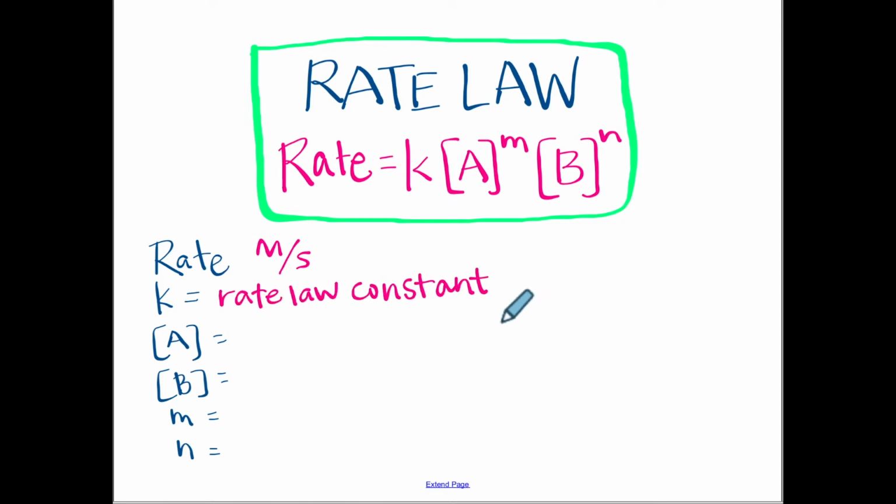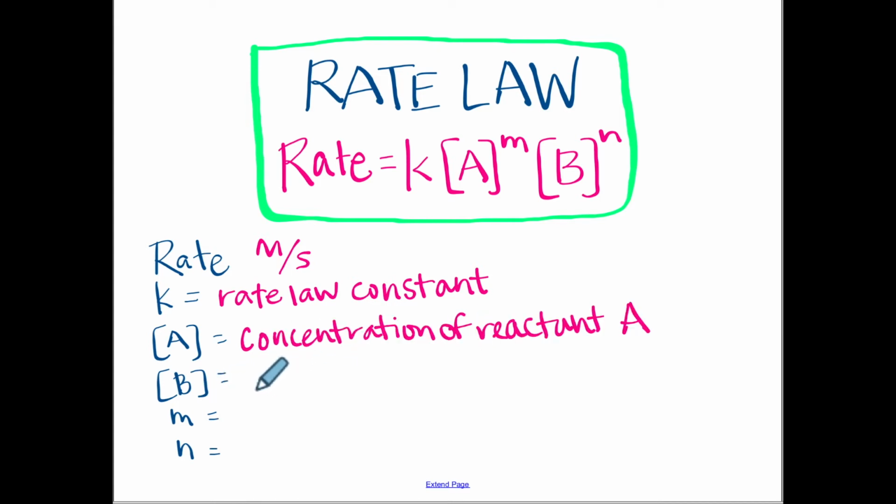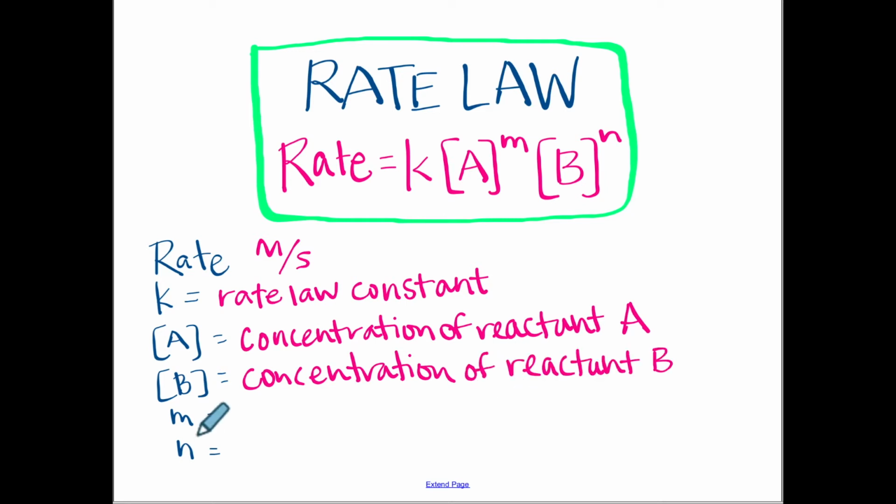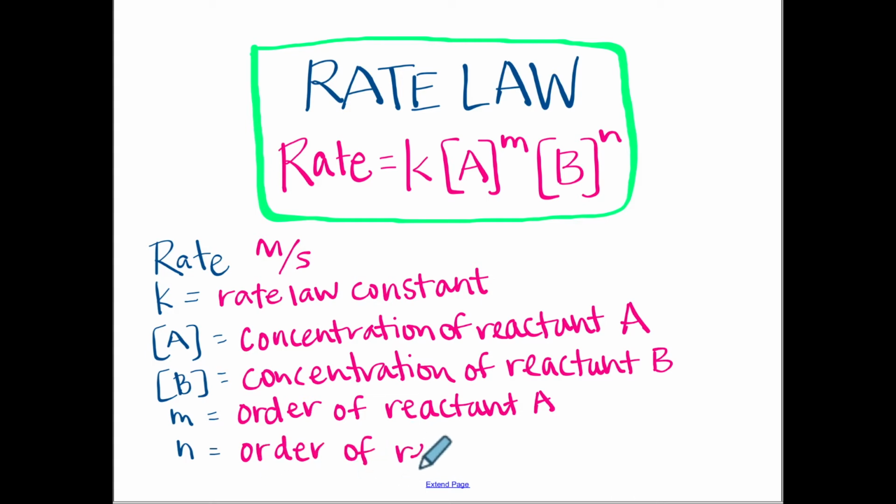It's going to have a variety of different units depending on how many reactants we have and what the orders of them are. A in brackets stands for the concentration of reactant A. B in brackets stands for the concentration of reactant B. M stands for the order of reactant A, and then N stands for the order of reactant B. Sometimes you will see these abbreviated as X and Y, but on your OWL program, they're M and N.